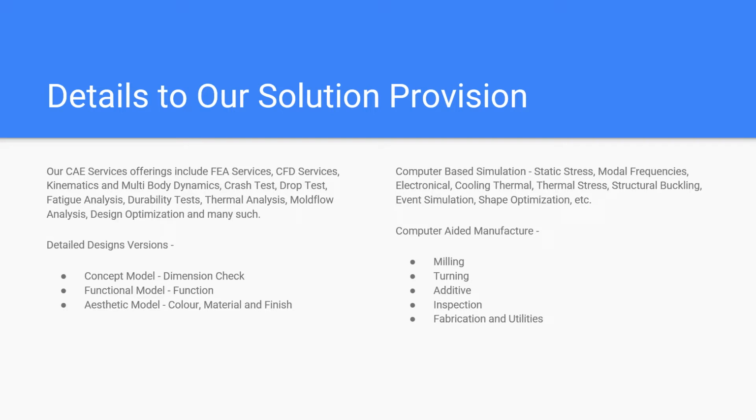The detailed design versions would be categorized in three parts. Concept model, which would be checking the dimensions; functional model, which will be checking the functionality; and aesthetic model, which will be looking into the color, material, and the finish.